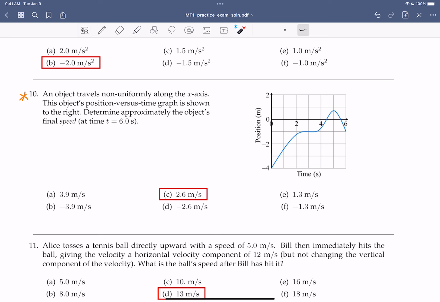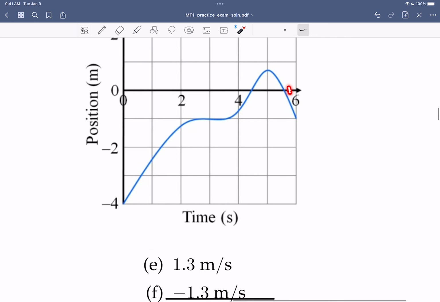With that being said, we have position versus time, right? With this position versus time graph, if we take the slope of the tangent line at 6 seconds, that should give us the final speed. In this case, since this is a negative slope, it should give us a negative velocity. If we take the magnitude of that, the absolute value, that should give us our speed. So this might be negative 3 meters per second, if you were to calculate the slope out.